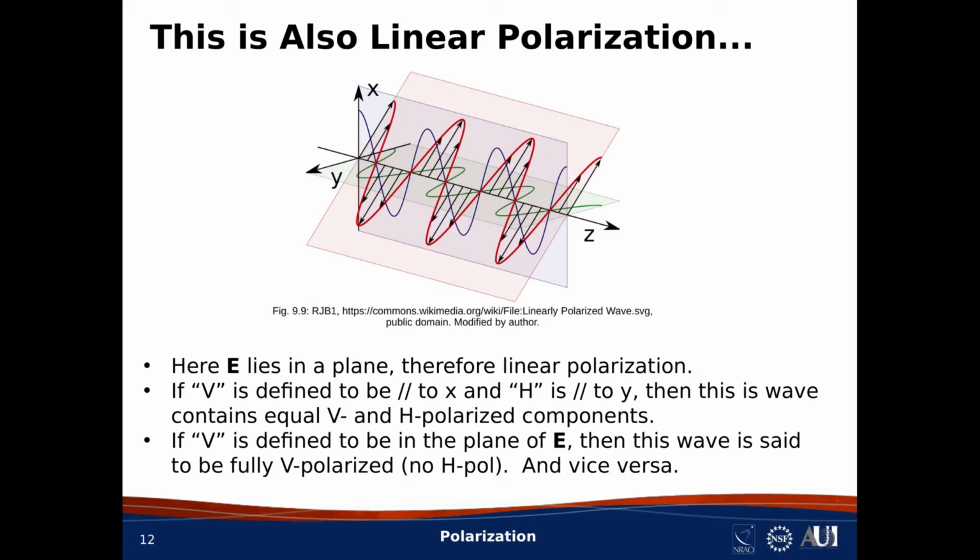Or we could define H to be in the plane of the electric field vector, in which case this wave is said to be fully H polarized with no V polarization. Any of these definitions is fine, since the definitions of V and H are arbitrary. The only thing that is not up for debate, or for subsequent arbitrary assignment, is the fact that this wave is linearly polarized.